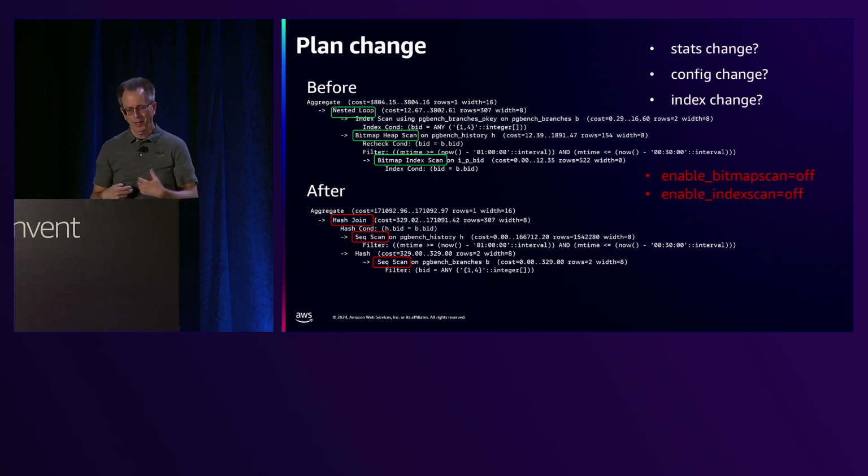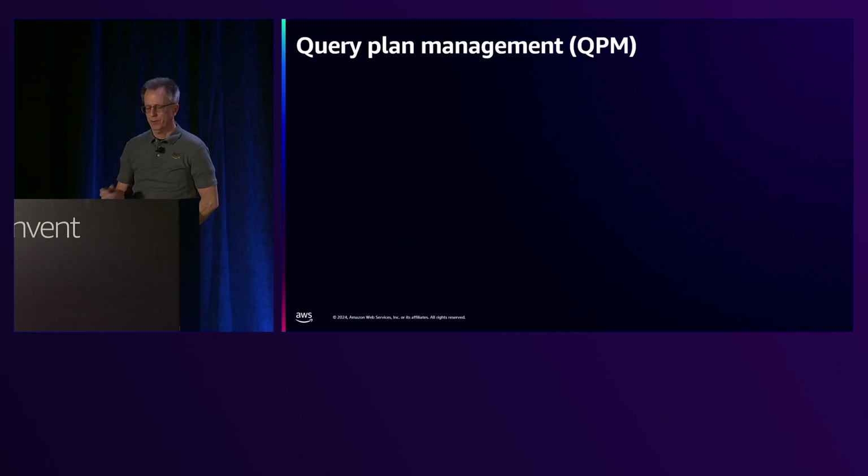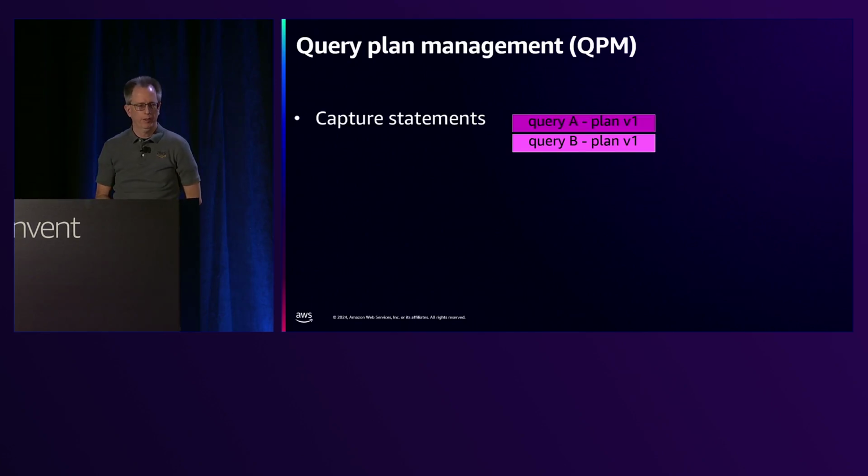Now, in my case, it happened to be because I turned off two of the planner features, which is not something that I would advise, but it's very good for doing demos. This is where query plan management comes in, and that was one of the things that Narayan talked about. We call it QPM. This is for plan stability.